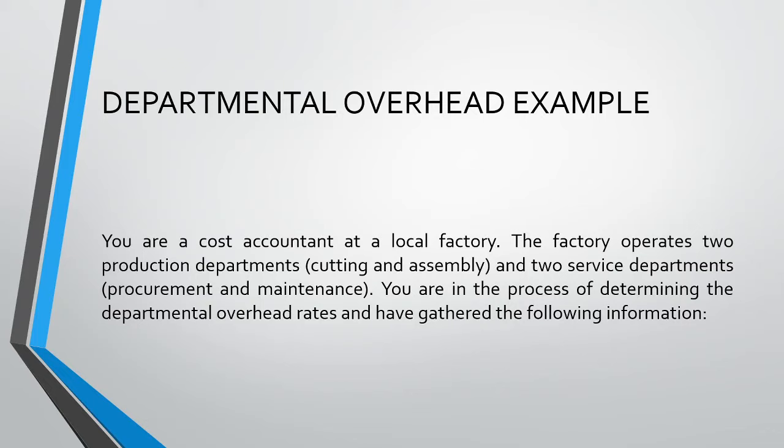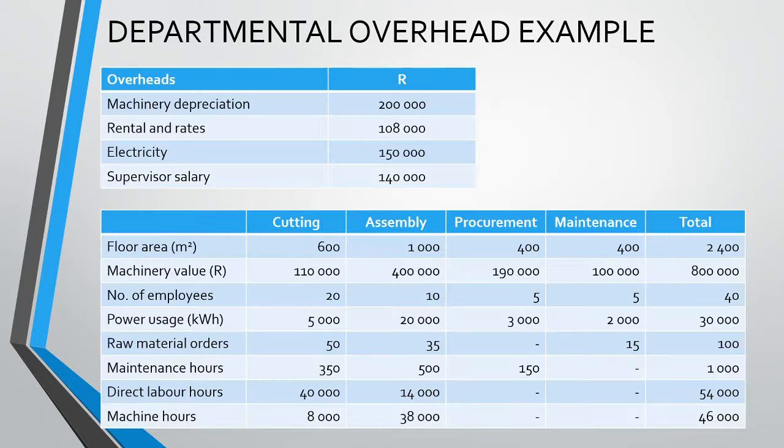We are going to use the same example we have seen in our previous videos. So remember that we are in this factory that has 2 production departments, namely cutting and assembly, and 2 service departments, namely procurement and maintenance. We are then presented with our first table, which provides us with our overhead cost for the factory in total, while the second table provides us with some basic information about each department, which we used in our previous videos to allocate the overhead costs to the departments.